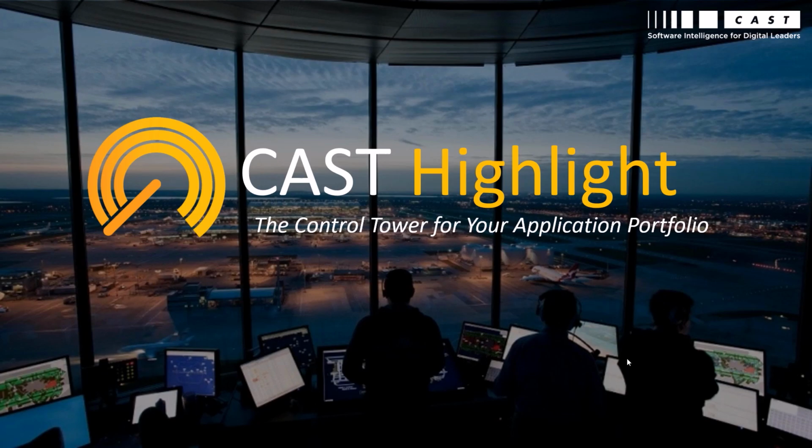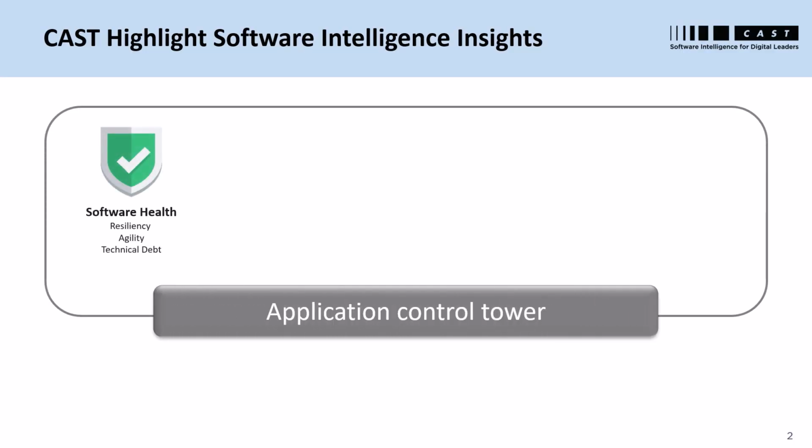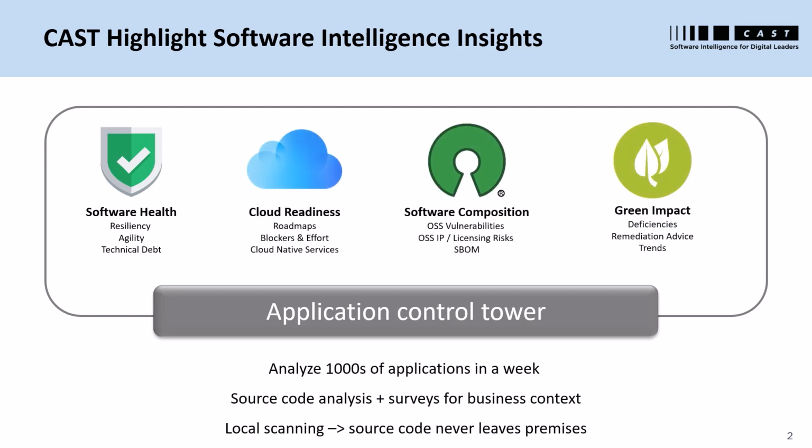This module is section 3 and is focused on the configuration of the application portfolio. So the content is designed for portfolio managers and administrators. Prior to diving into the training, let's provide a quick overview. CAST Highlight is a software intelligence product that delivers rapid insights across all of your applications. It essentially acts as a control tower for your application portfolio, enabling smarter governance and decision making.